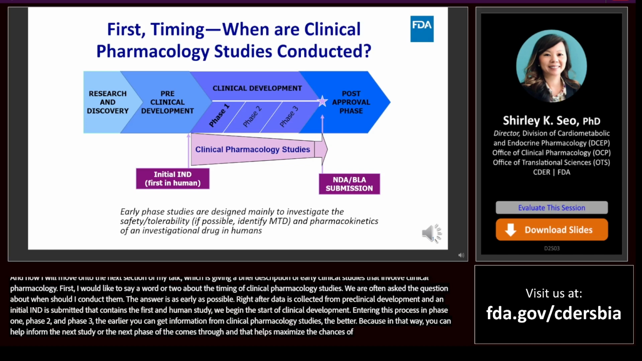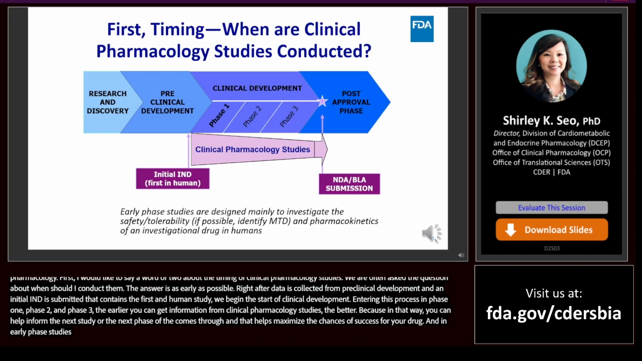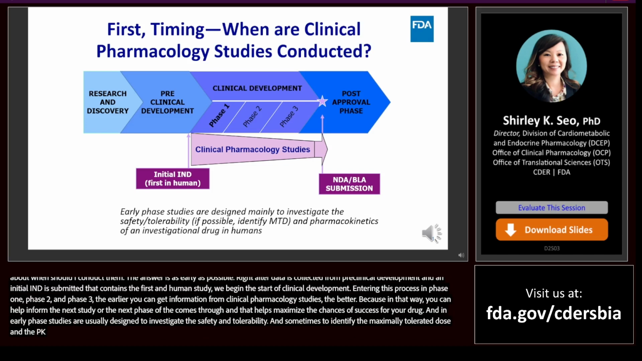And early phase studies are usually designed to investigate the safety and tolerability, and sometimes to identify the maximally tolerated dose and the PK of the drug in humans. So with all of this information, this is critical for each step in the drug development process.